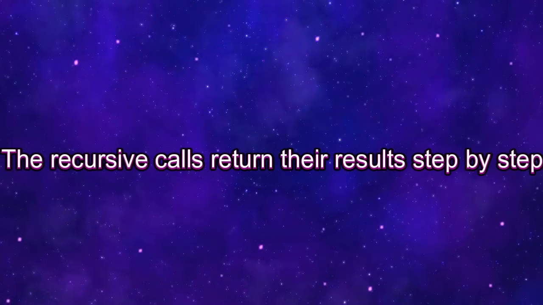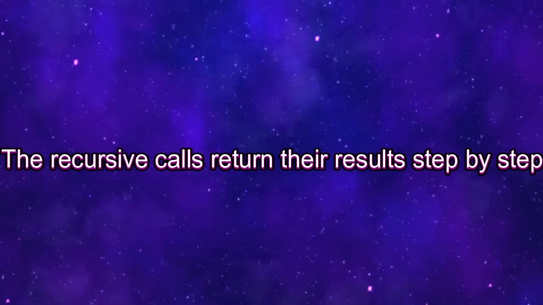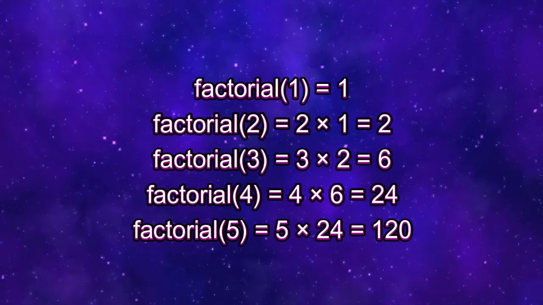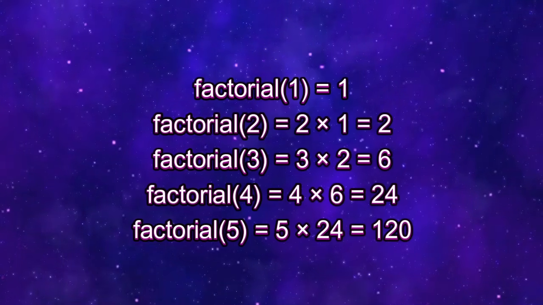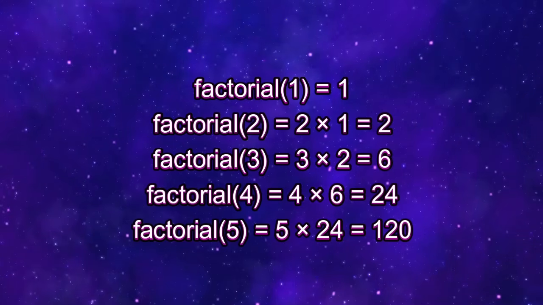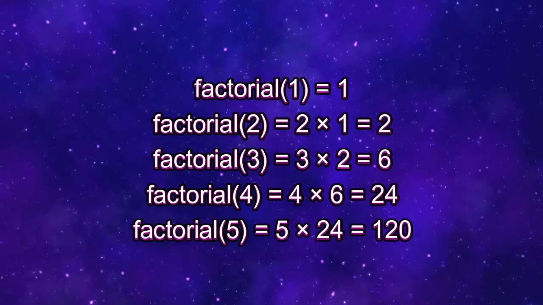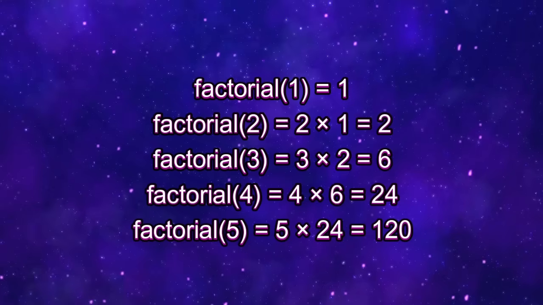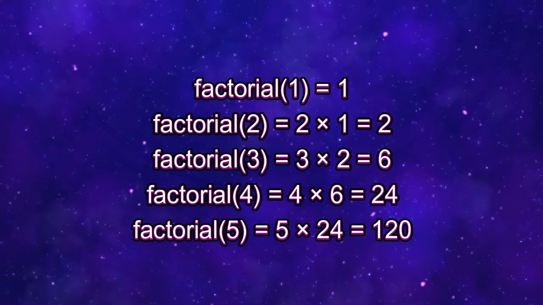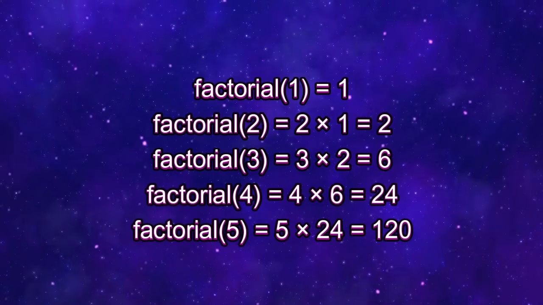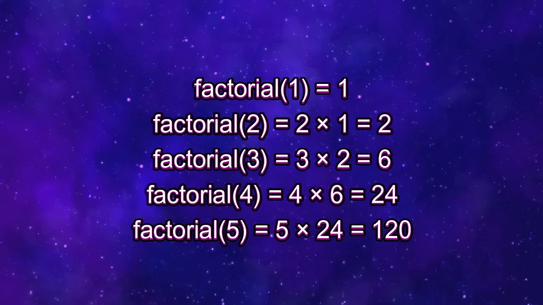The recursive calls return their results step by step. Factorial 1 equals 1. Factorial 2 equals 2 times 1 equals 2. Factorial 3 equals 3 times 2 equals 6. Factorial of 4 equals 4 times 6 equals 24. Factorial of 5 equals 5 times 24 equals 120.